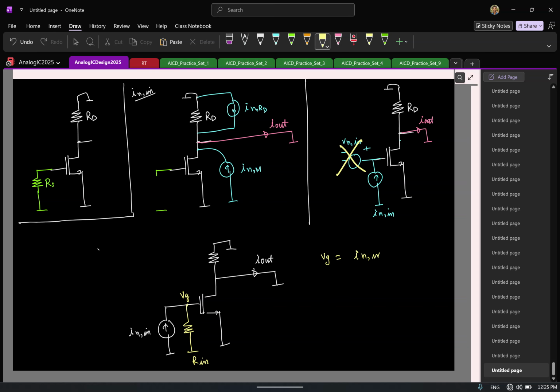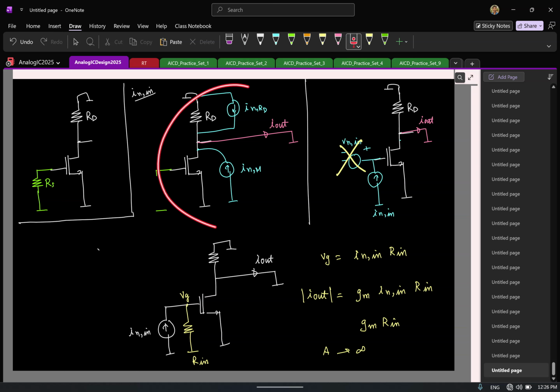I_n,in times R_in. So what is my I_out then? I mean, forget about the sign for now. Magnitude of I_out. Gm times I_n,in times R_in. So the gain is Gm times R_in. So if I tend R_in to infinity, gain goes to infinity. So the gain here is infinity.